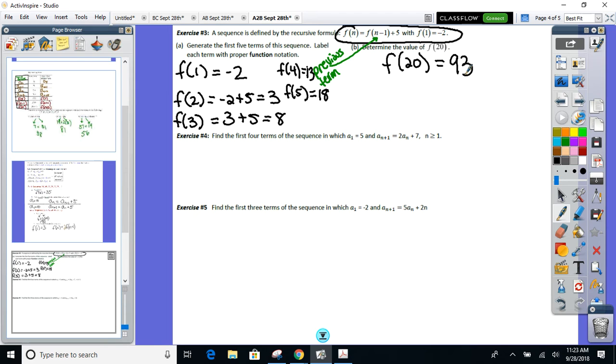Anything here? Okay. Let's see how well you know this stuff now. Look at 4. Find the first 4 terms of this sequence. How do I know it's recursive? It comes in 2 parts. It gives me the first term, gives me the rule. All right, what's the first term? 5. You just got to find 3 more for me. So 5.